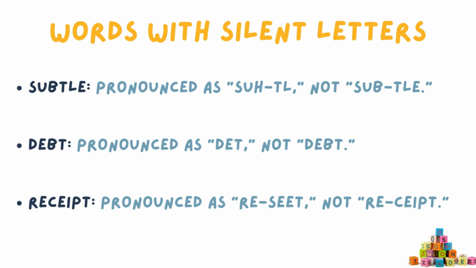For example, the word subtle, it's pronounced subtle, not subtle. For instance, she made a subtle suggestion to improve the project. The word debt, pronounced as debt and not debt. The company is working to reduce its debt. And the word receipt, not receipt. So an example would be, please keep your receipt for reimbursement. Practice these words by focusing on the correct sounds and ignoring the silent letters when you're speaking.